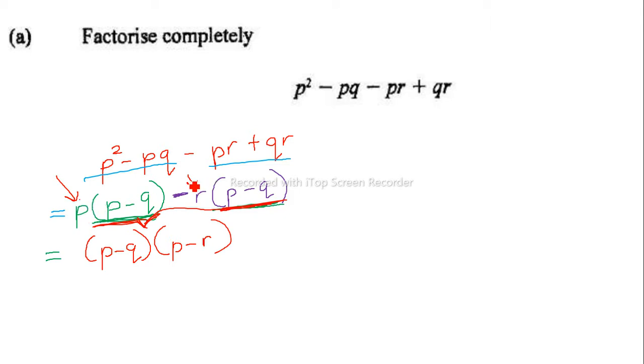p minus r. Mr. D. Yeah, go ahead. So the common factor is p then? No, not p. The common factor is p minus q. That's why it's in this term. This whole thing is common with this. So we're able to pull that whole term out. And then we just write down what we're left with in the next bracket, p minus r.